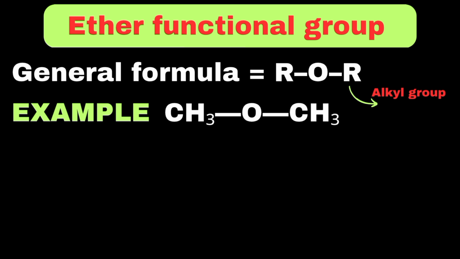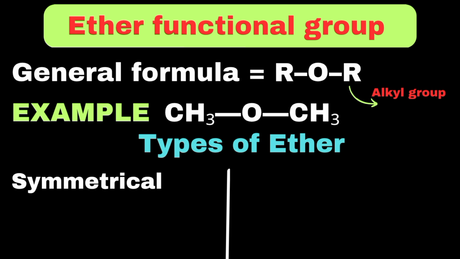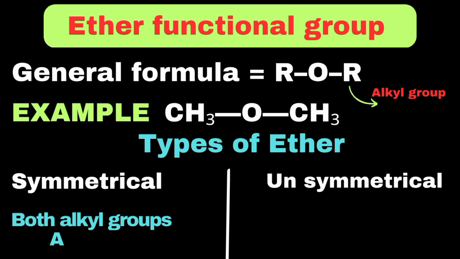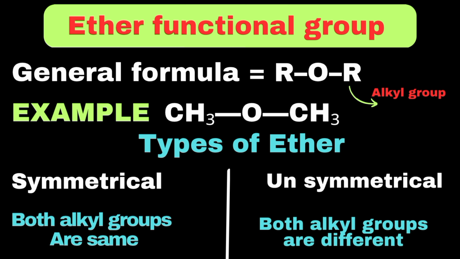But keep in mind that ethers are of 2 types, such as symmetrical and unsymmetrical ethers. If both alkyl groups attached with oxygen are the same, we will call it a symmetrical ether. And if both alkyl groups are different, they will be called unsymmetrical ethers. Now we will move towards compounds containing carbonyl carbon, such as aldehydes and ketones.